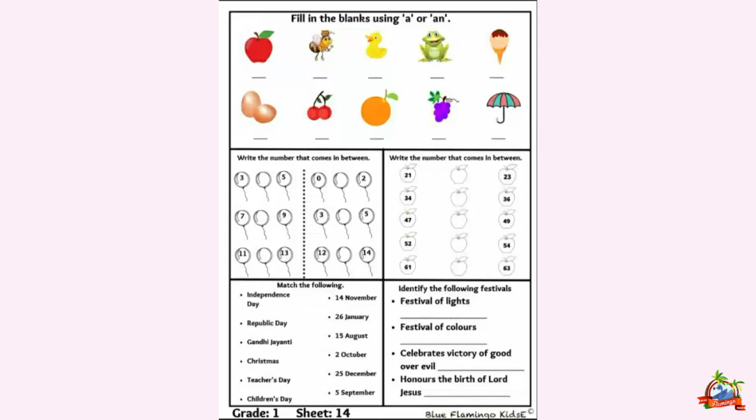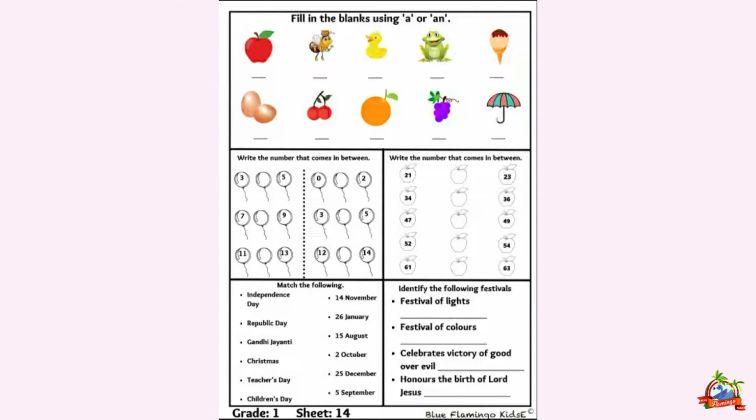The first question is match the following. In this, a few days are given and their respective dates are also given. What we have to do in this, we have to match these days with their respective dates. When do we celebrate Independence Day? August. Very good. So we will match it with 15 August. 15 August, Independence Day.